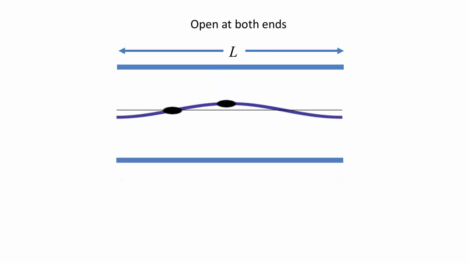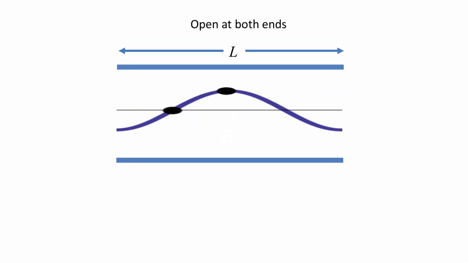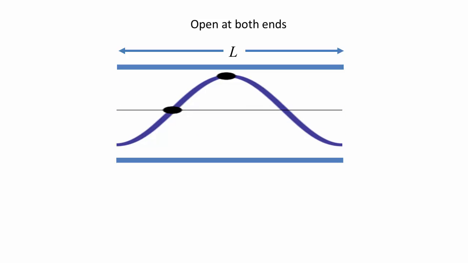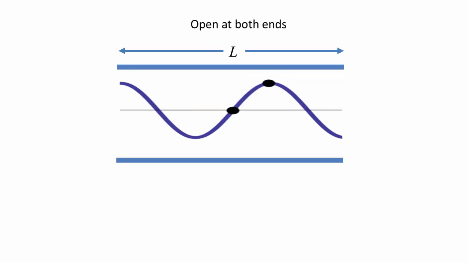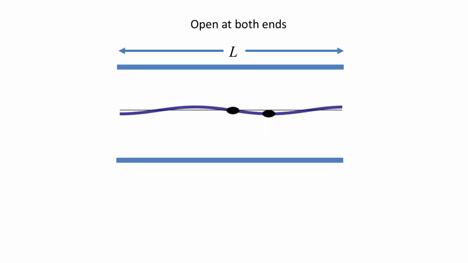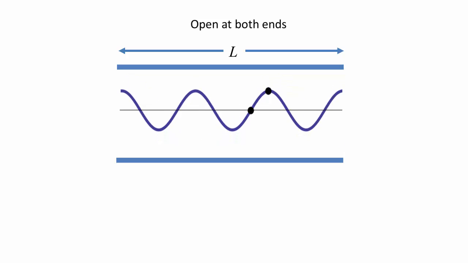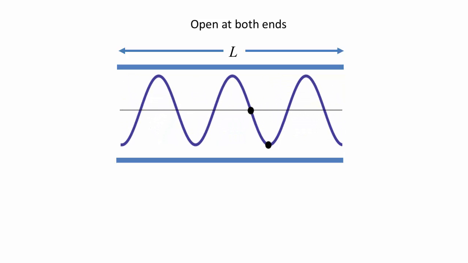For the second harmonic, the standing wave has 2 nodes. So what's the wavelength of the second harmonic? For the third harmonic, the standing wave has 3 nodes. So what's the wavelength of the third harmonic? For this standing wave on the screen, what's its harmonic? And what's the wavelength for this harmonic?